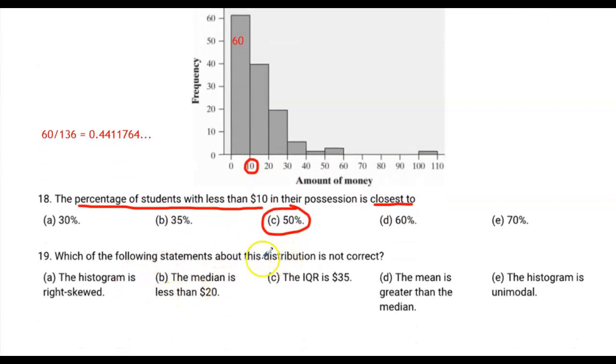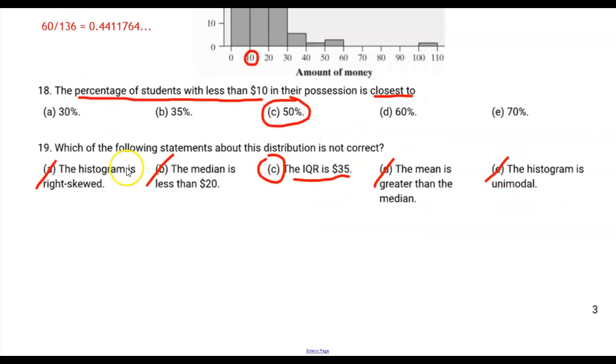For question 19, it asks which is not correct. So let's look at the correct ones. The histogram is definitely right skewed. The median is definitely less than 20 because the peak is right here, less than 20. The IQR is 35. That's a little suspect. The mean is greater than the median. We know the mean is greater than the median because it's right skewed. In a right skew, the mean is greater than the median. The histogram is unimodal. That's right. There's only one peak. So the IQR being 100 or 35 is the correct wrong statement.